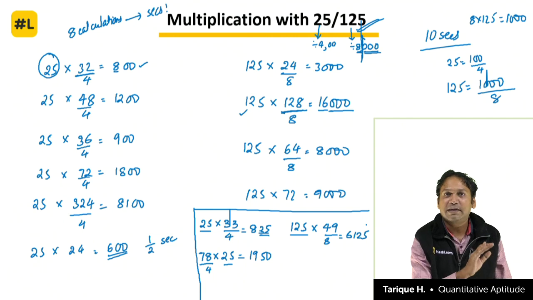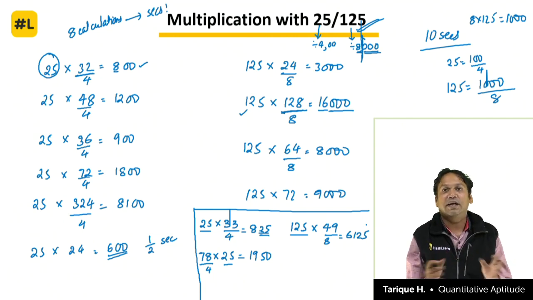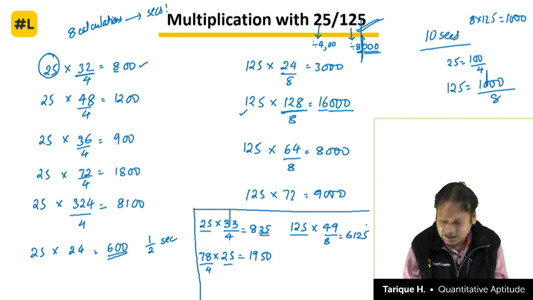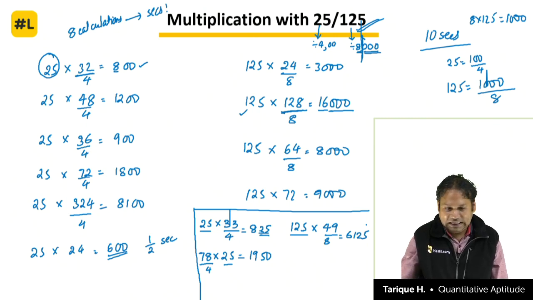इस स्लाइड में ही मैंने सब कुछ कवर कर दिया. कभी आगे से 25 और 125 देखो तो खुश हो जाना कि ये उसका फास्टेस्ट टेक्निक आपको पता है. यू नो हाउ टू कैलकुलेट इन द फास्टेस्ट पॉसिबल वे. ठीक है, let's move to the next slide now. Let's see what is there in the next slide.